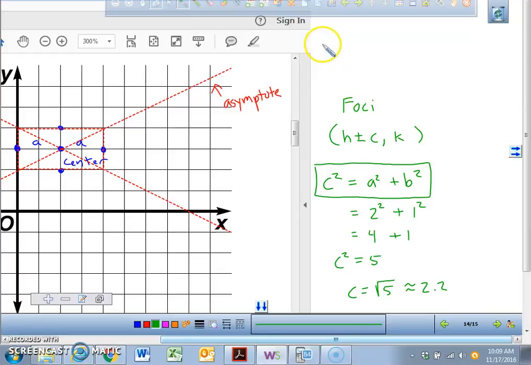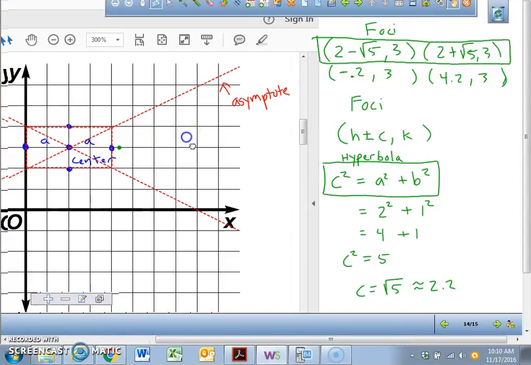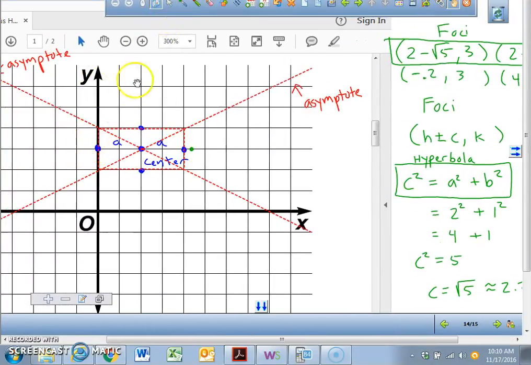So our foci, everybody, is going to be h, which was 2, plus or minus what? Plus or minus the radical 5. Put 2 minus radical 5, comma 3, and 2 plus radical 5, comma 3. But I'm going to use the approximate values and plot those. So these are the approximate values for the coordinates for the foci. One of them is going to be right over here at about 4.2. The other one, comma 3, is going to be at about negative 0.2.